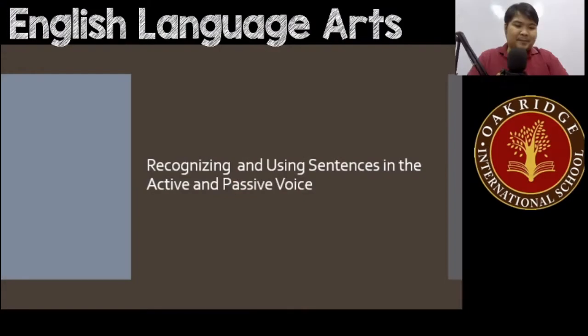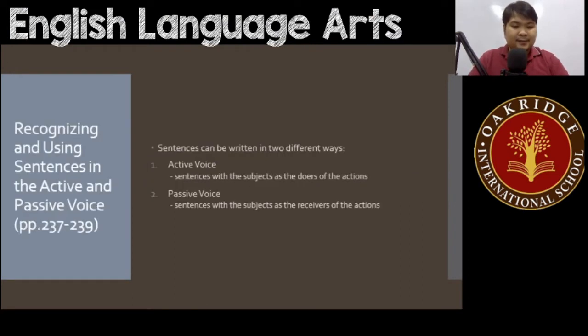Our topic for today would be recognizing and using sentences in the active and passive voice. Sentences can be written in two different ways: the active and the passive voice. Active voice is sentences with the subjects as the doers of the action, your common sentence, right? But passive voice is sentences with the subjects as the receivers of the action. Take note, you could even change a sentence from an active voice to a passive voice and vice versa.